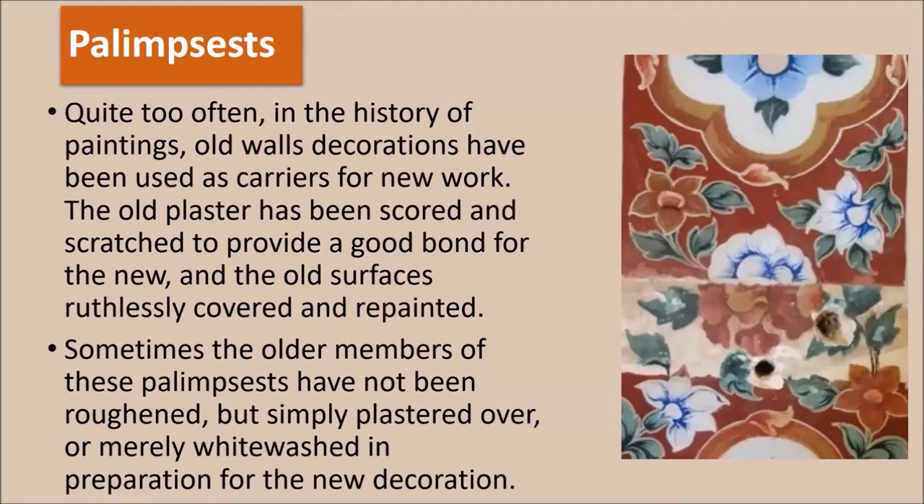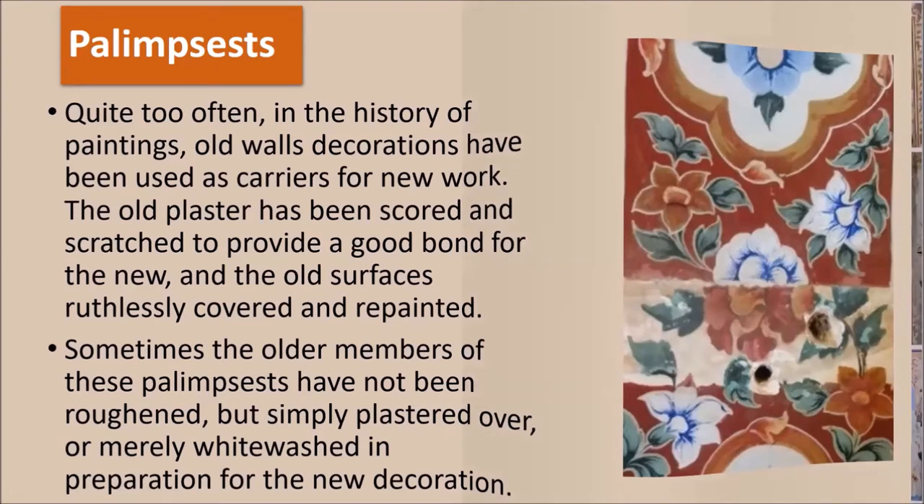The ones I just talked about won't be called frescoes anymore because they are using a dry surface of an earlier fresco. Quite often in the history of painting, old wall decorations have been used as carriers for new work. The old plaster has been scored and scratched to provide a good bond for the new, and the old surfaces ruthlessly covered and repainted. Sometimes the older layers of these palimpsests have not been roughened, but simply plastered over or merely whitewashed in preparation for the new decoration. The term used for such paintings is palimpsest, and this term is more common with manuscripts, because in earlier times parchment was used for writing, and it was reused many times if the earlier writing wasn't important and something new was to be created, and even for manuscript paintings.